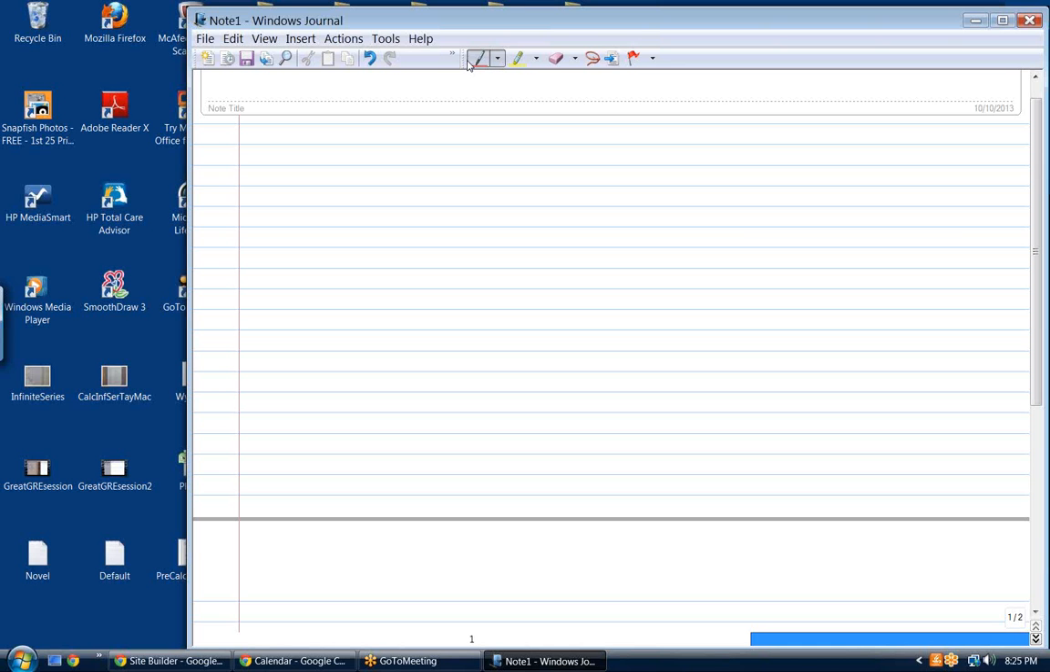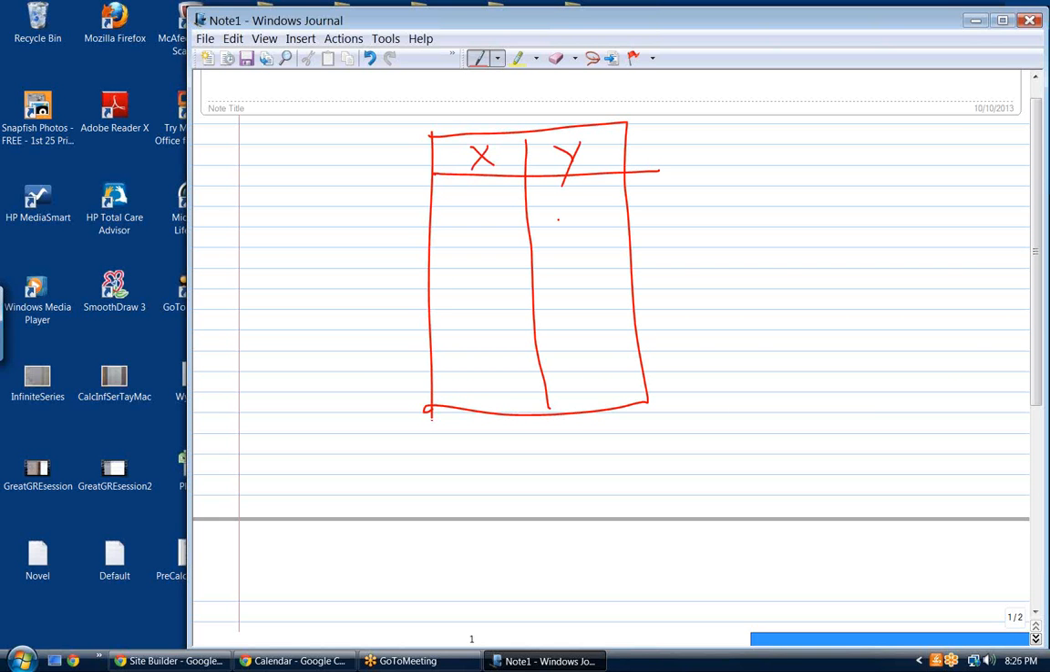I do have a few table problems in this book that might be worth looking at. Determine whether x and y show direct variation, inverse variation, or neither. Do you want to try one or two of these? Yeah, sure. Okay. Let me find a good one. Yeah, this is pretty good. All right.